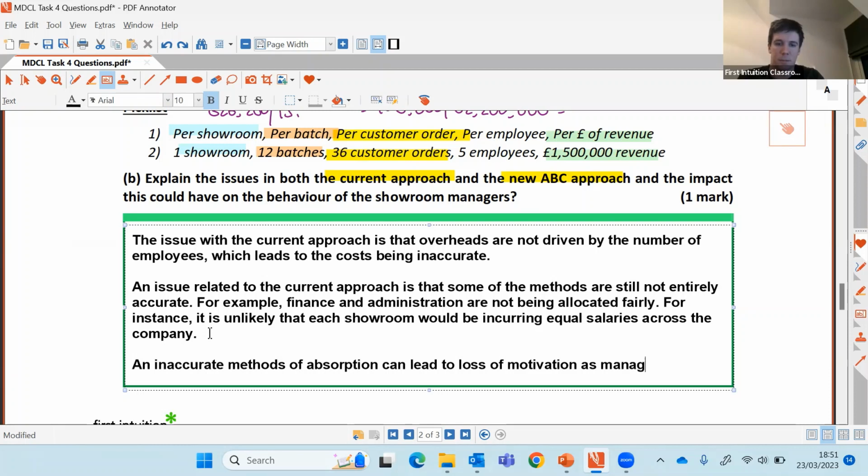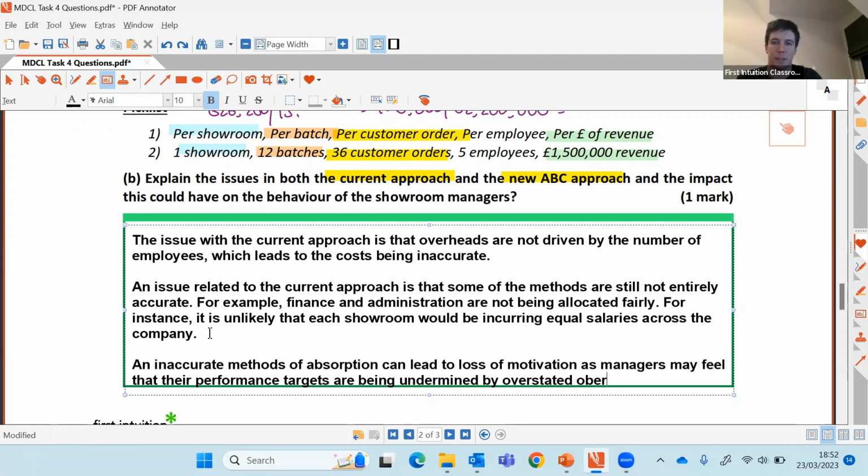Because they feel that their performance target is being undermined by, probably talk about overstated overheads, I suppose, in certain cases.